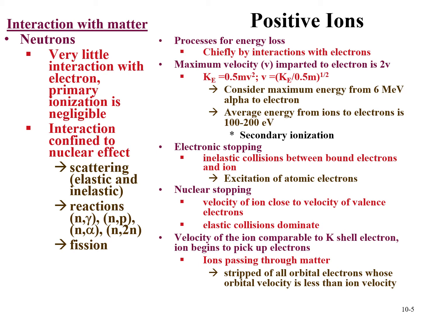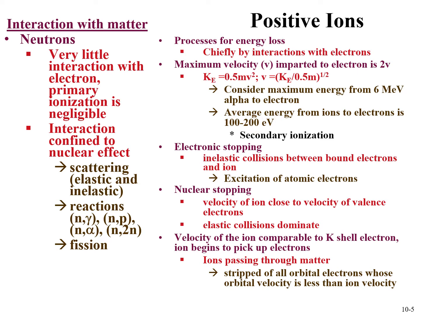You get some velocity of the positive particle that's coming in, and it imparts to the electrons a velocity twice this velocity. One can evaluate the velocity from the kinetics. So if you consider something like a 6 MeV alpha, the average energy loss from one of these ions to an electron is around 100 to 200 electron volts.